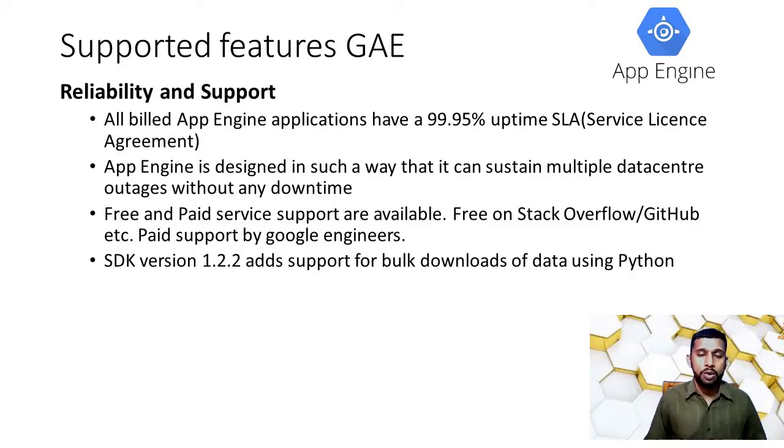If we are hosting some application as a paid service in Google App Engine, Google will assure that it will be 99.95% uptime. So it is almost 100%. It will be available throughout the year, 24 by 7. App Engine is designed in such a way that it can sustain multiple data center outages without any downtime. So whenever a data center is completely saturated, it will automatically load balance to different data centers that are situated all over the globe. So without any downtime, it will automatically manage that load balancing.